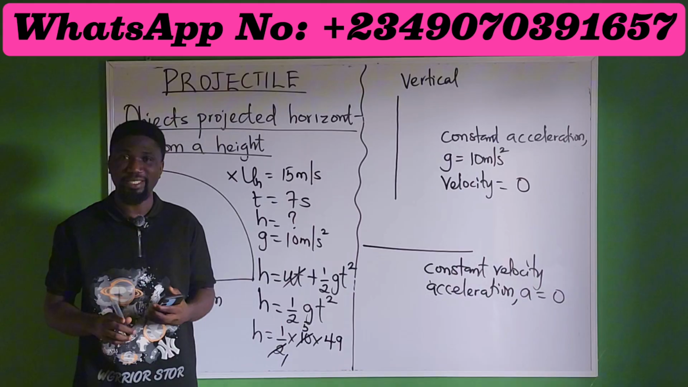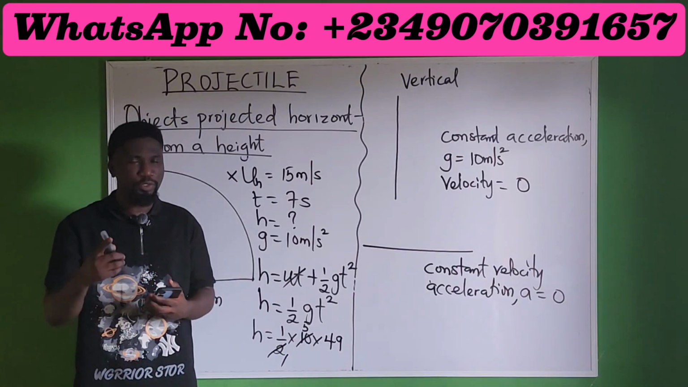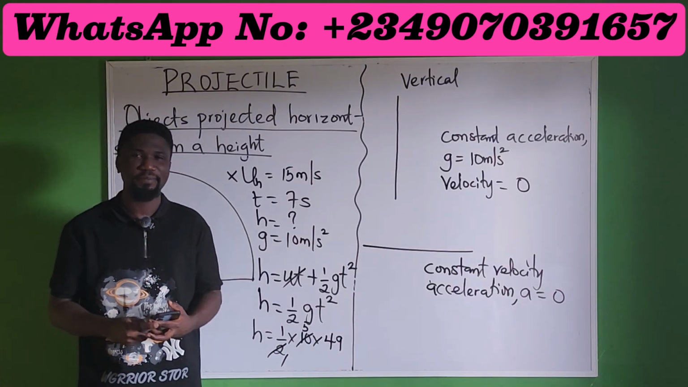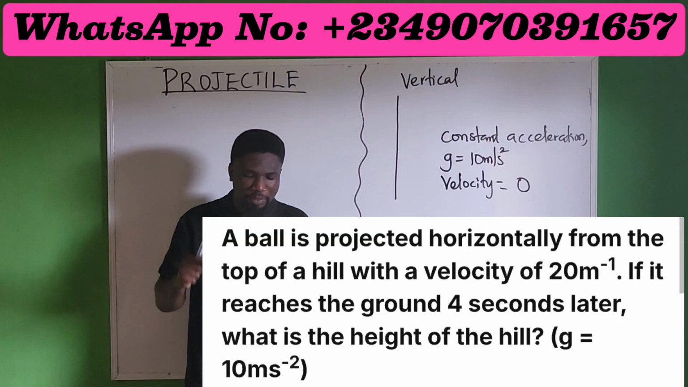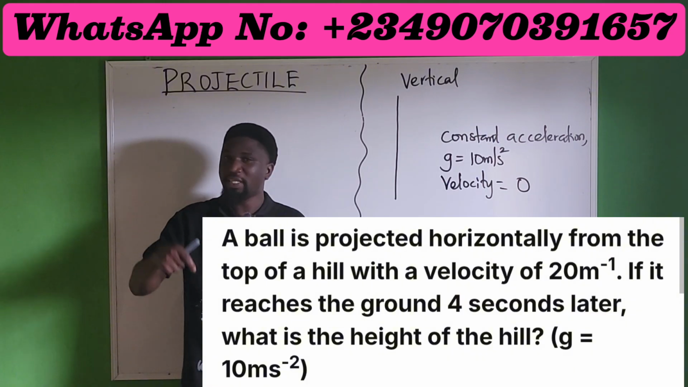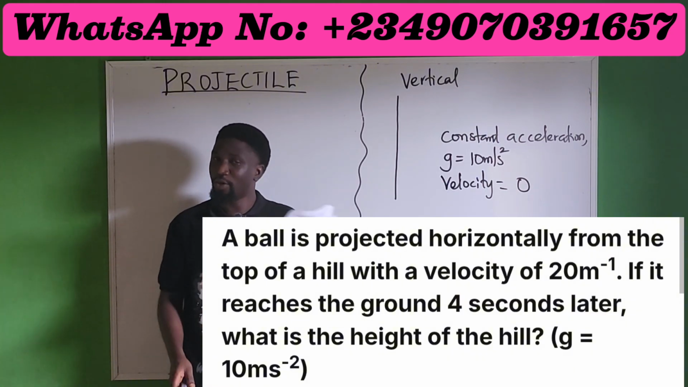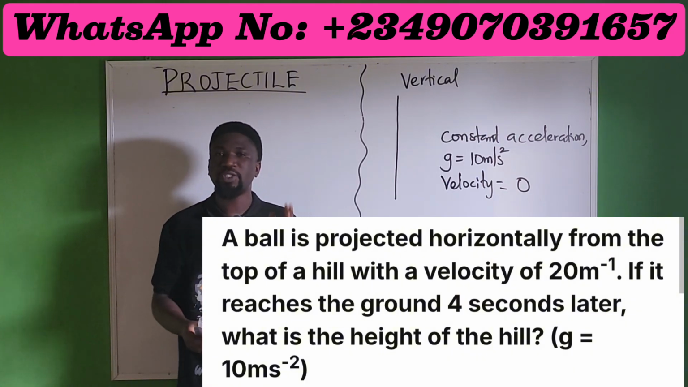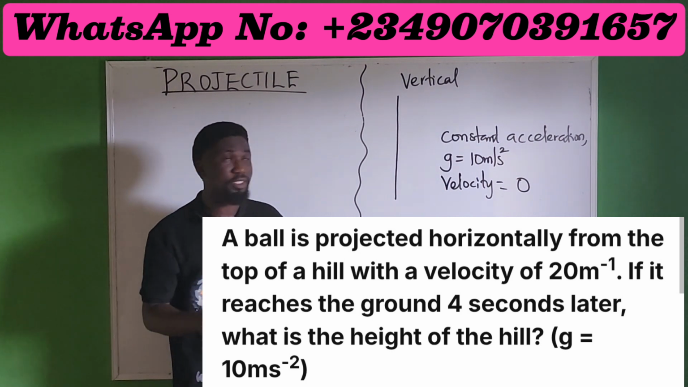I believe you are getting it now. So if you move to the next question, you are going to understand better. All right. The next question says, a ball is projected horizontally from the top of a hill with a velocity of 20 meters per second. The velocity there is for the horizontal, while the object was projected horizontally.